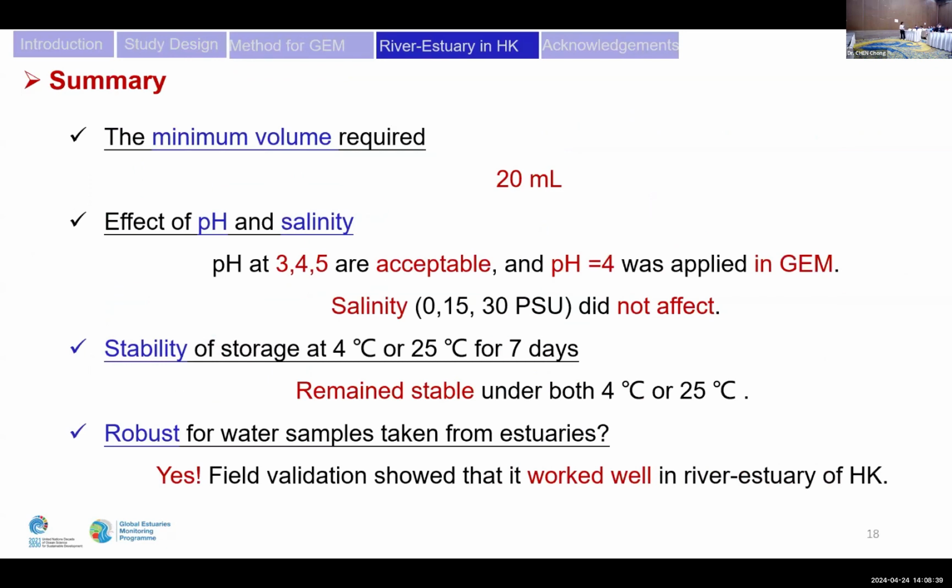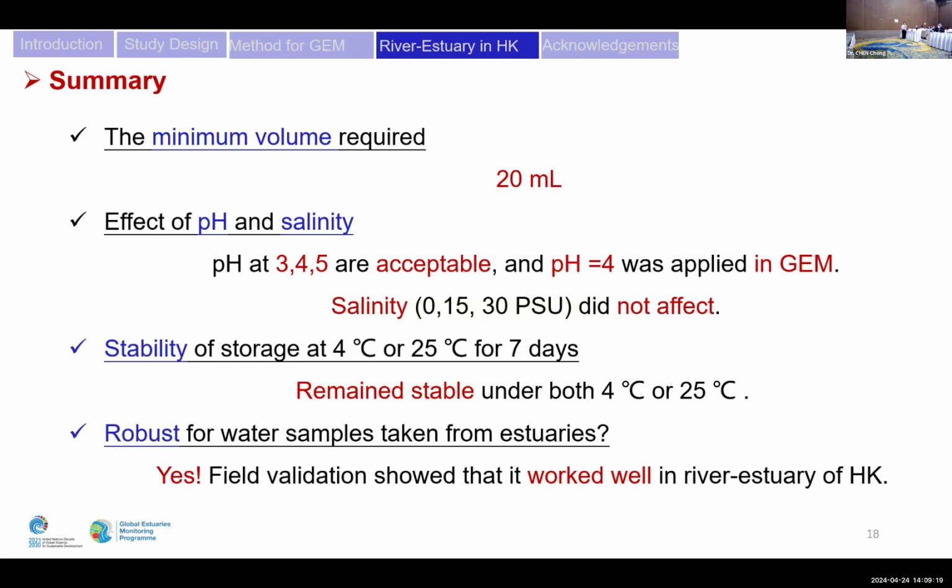Let's give some responses to the 4 research questions. The minimum volume for sampling was 20 milliliter by this standardized method. The effect of pH and salinity showed that pH at 3, 4, 5 are acceptable, and pH at 4 was applied in GM. Salinity did not affect the recoveries of most of the pharmaceuticals.